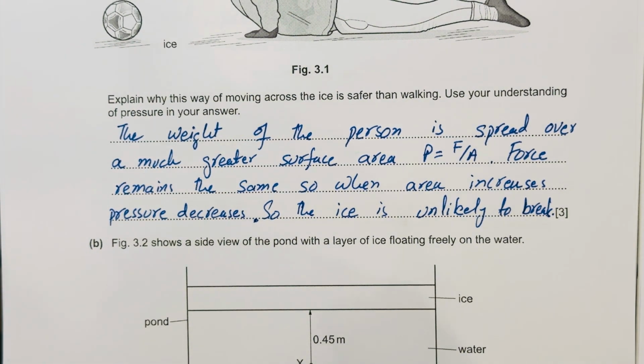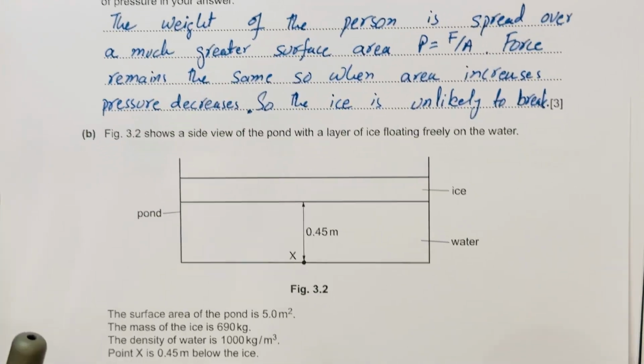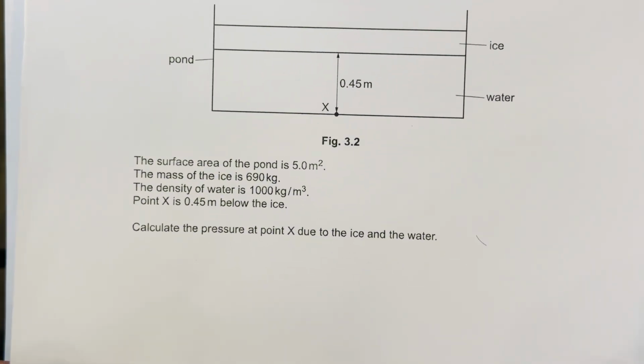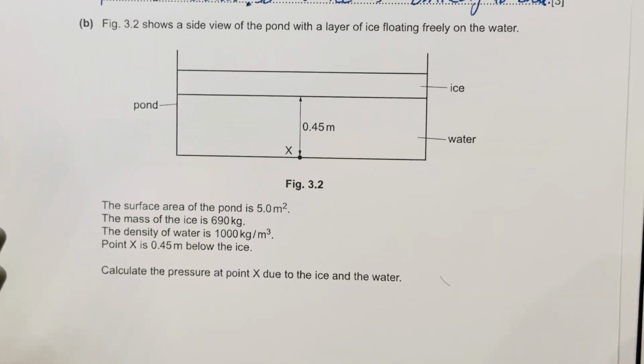So we're going to write that the weight of the person is spread over a much greater surface area, so P is equal to F over A. Force remains the same, so when area increases, pressure decreases. So the ice is unlikely to break. Now we will move to the other part of this question, part B.